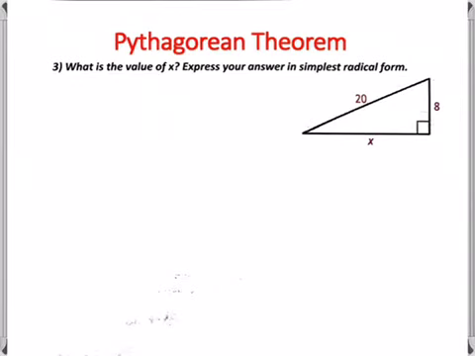Here they want to know the value of x. Ignore this part about expressing in simplest radical form for right now. We're going to worry about just finding the value of x. So to find the value of x, we're going to use the Pythagorean theorem. The 8 in this case is a, x will be b, and c is 20. Since it's opposite the right angle, we know it's the hypotenuse. So that means we have 8 squared plus x squared equals 20 squared.